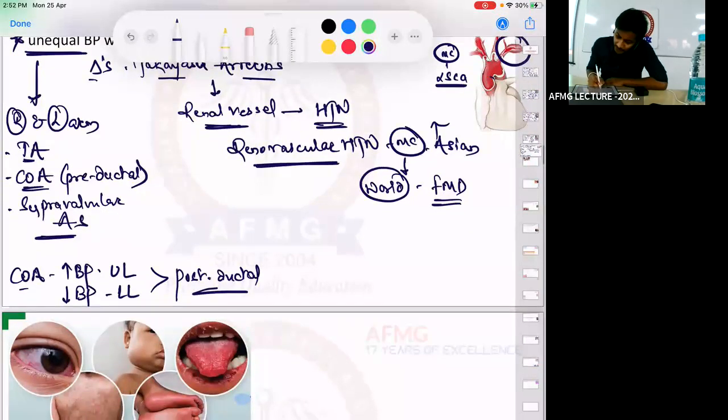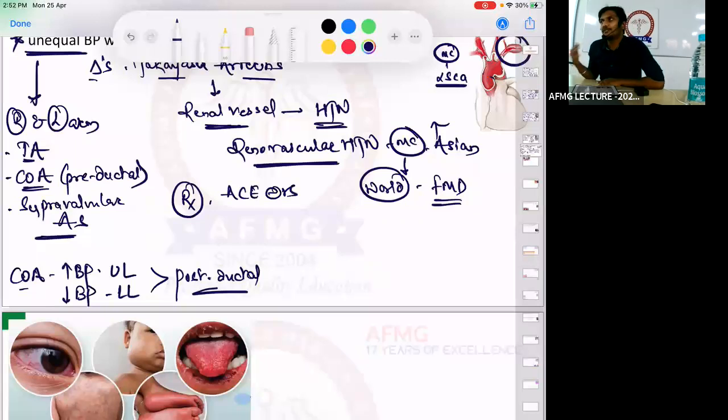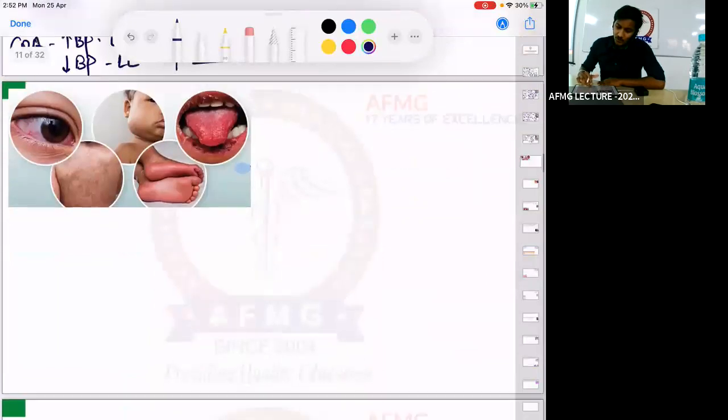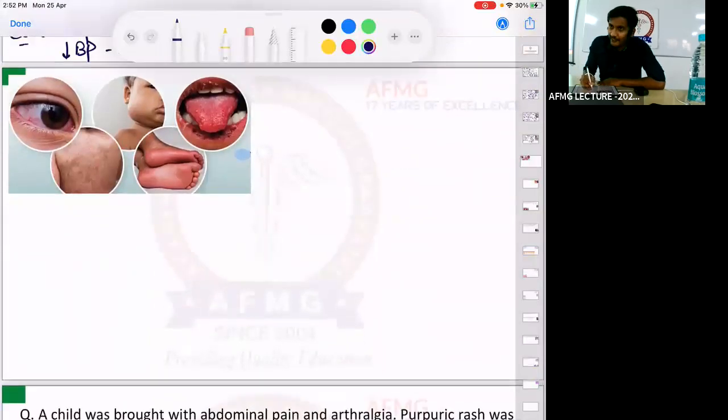Now, what is the treatment of choice? Anybody? Steroids we will give later. Tell me for BP first. ACE inhibitors would be given. Okay, for hypertension we will give ACE inhibitors. And again, it is an autoimmune condition, so we can give steroids to the patient. No issues with this, I hope. Okay, right? Next, moving on to the most favorite.